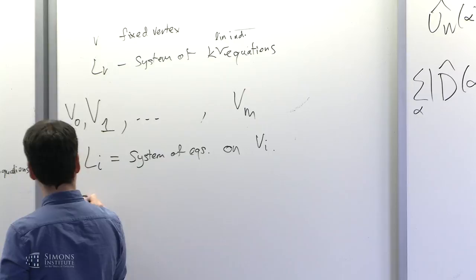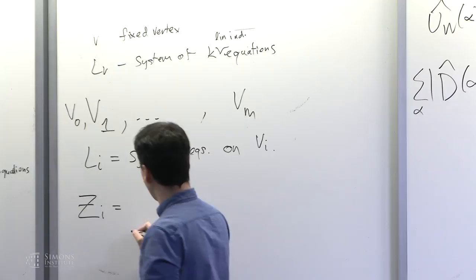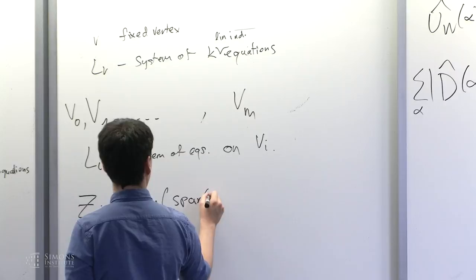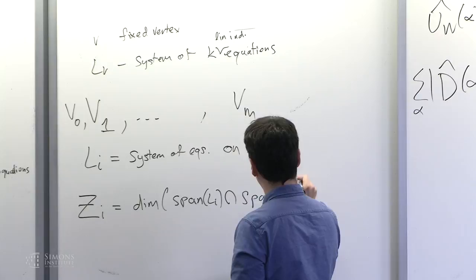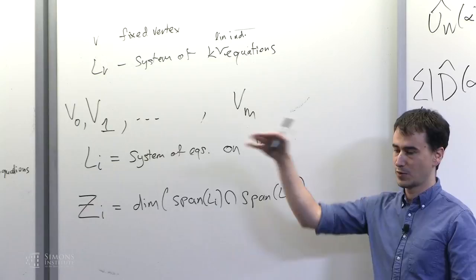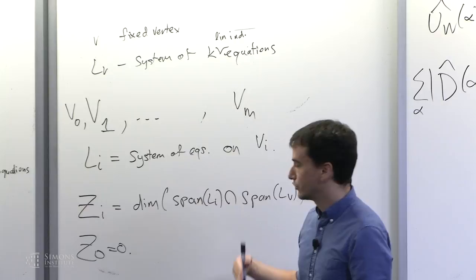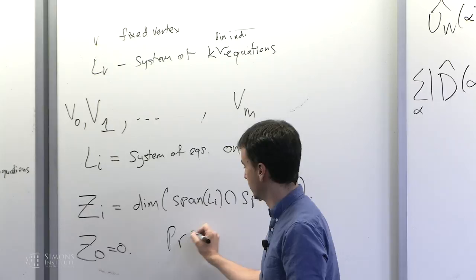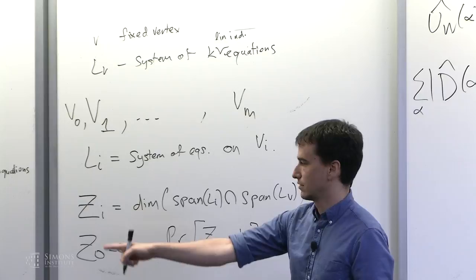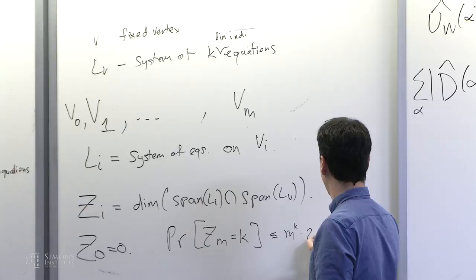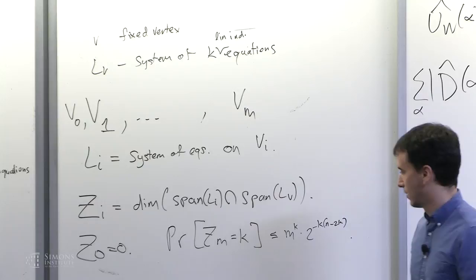Okay? And I want to look at the following progress measure. Zi, which will be a random variable, would be the dimension of the span of Li intersected with the span of Lv. They are basically how many equations are shared by what I have currently and what I'm aiming to reach. Okay, so we start with Z0 equals 0, right? In the beginning, we don't remember anything. And in order to succeed, we want Zm to be k. So basically, we'll show that the probability that Zm equals k is this number. It's very small. How do we show that?